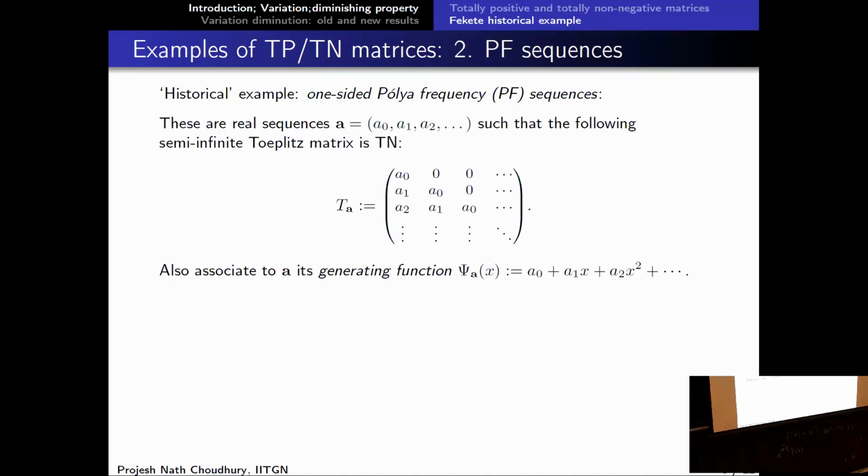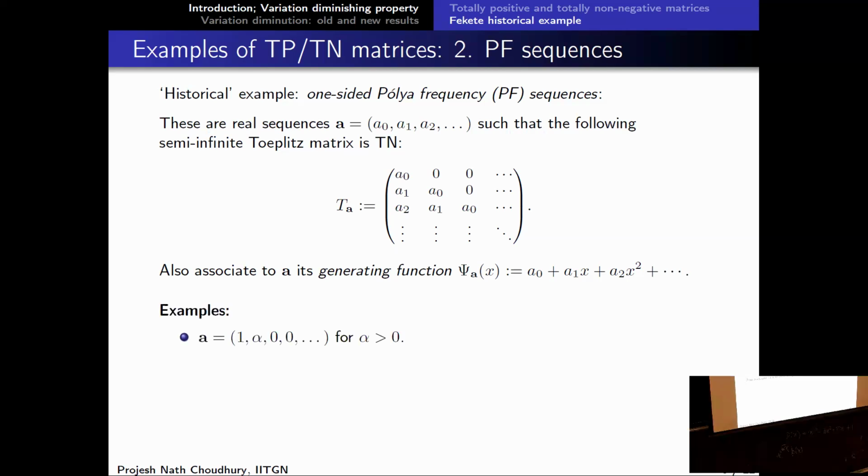Our next example is a historical one, which comes from the theory of one-sided Polya frequency sequences. Let us first look at such sequences in general. A real sequence is called a one-sided Polya frequency sequence if the following semi-infinite Toeplitz matrix is totally non-negative. In other words, if you take any finite square submatrix, then its determinant is non-negative, and the sequence is encoded by the corresponding generating function.